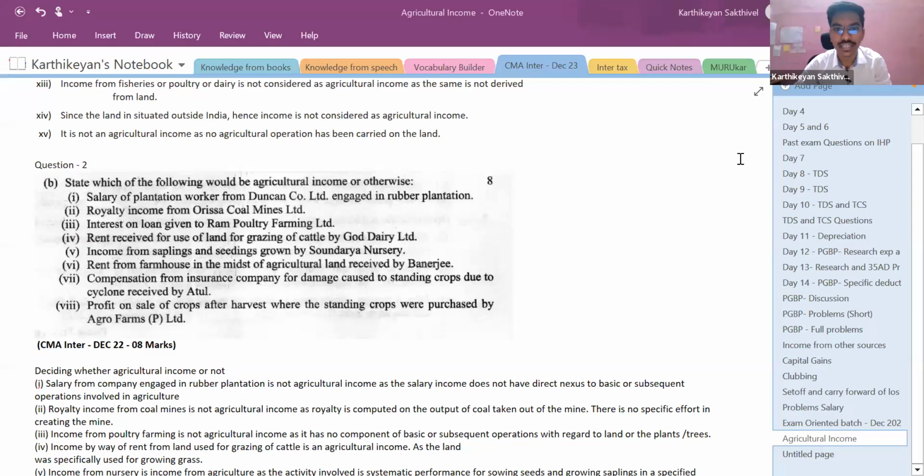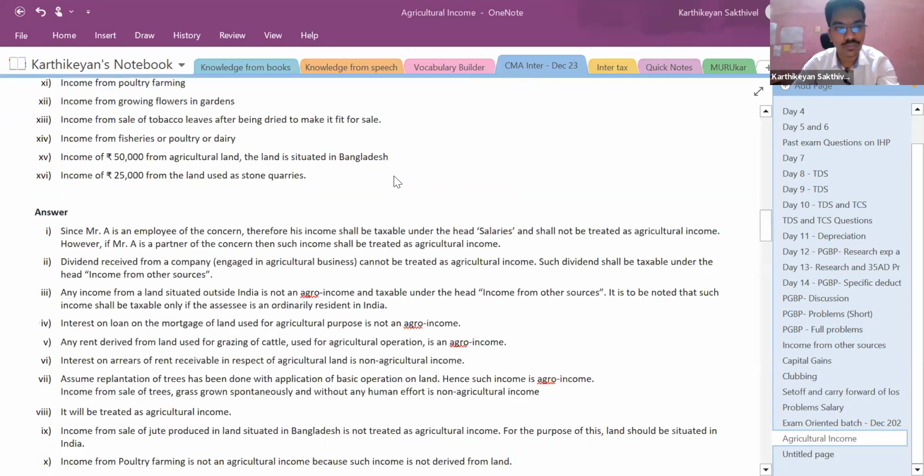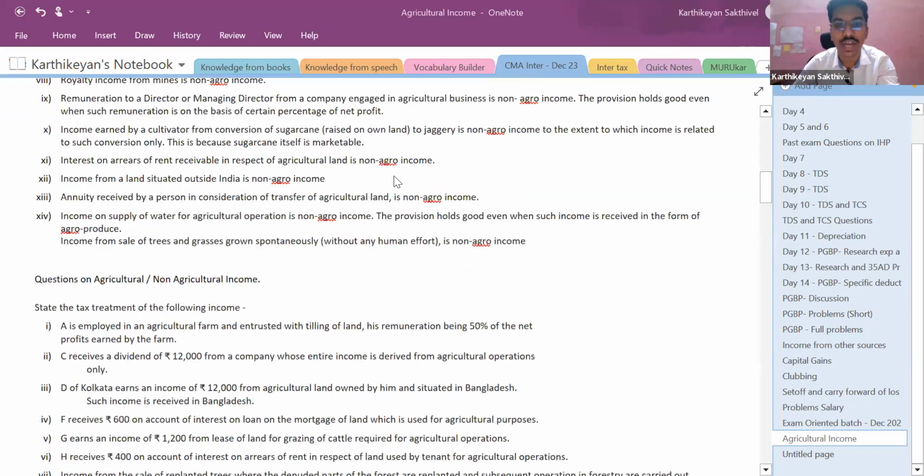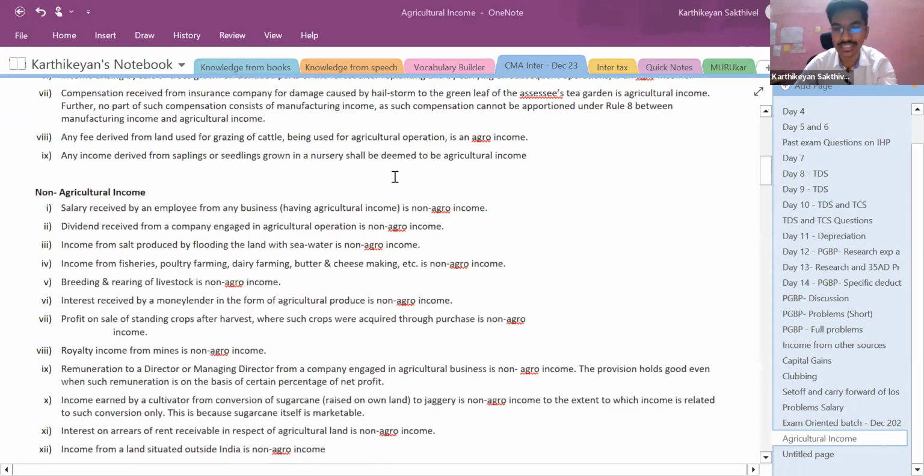So in this session, let us discuss one of the important areas of the CMA Intermediate examination, which is agricultural income. As far as agricultural income is concerned, it does not involve big concepts like PGBP or capital gains. However, it cannot be negated from an examination point of view, even though from a practical standpoint it does not have that much importance because it is quite settled now.